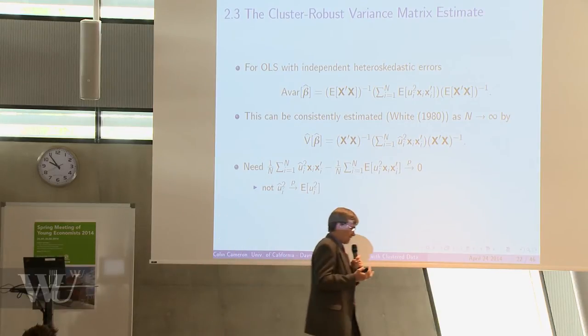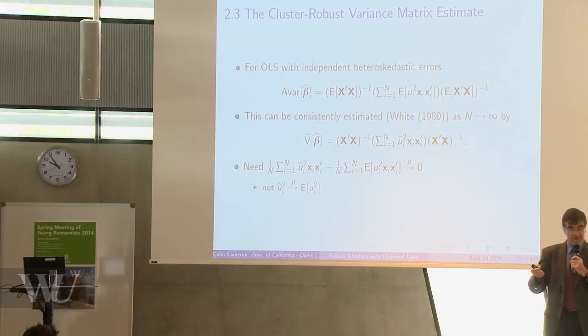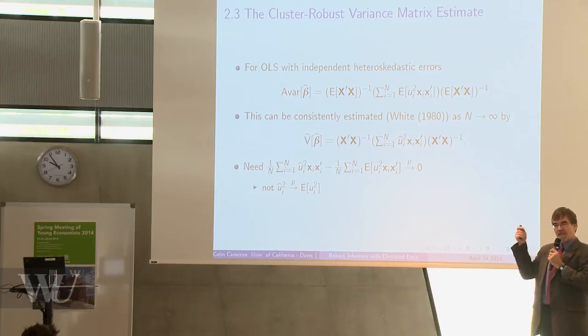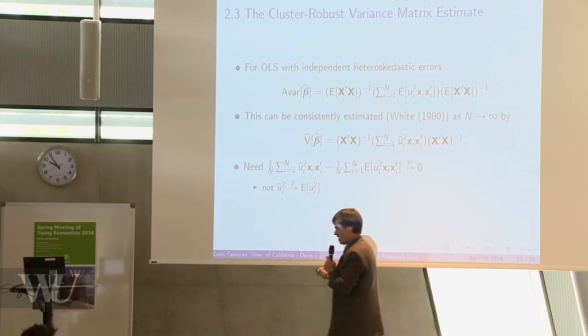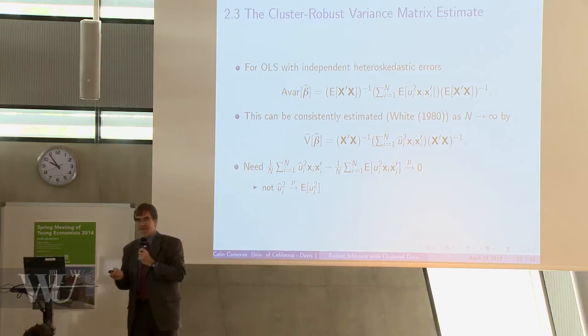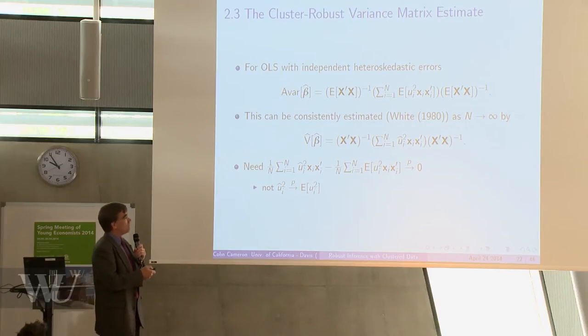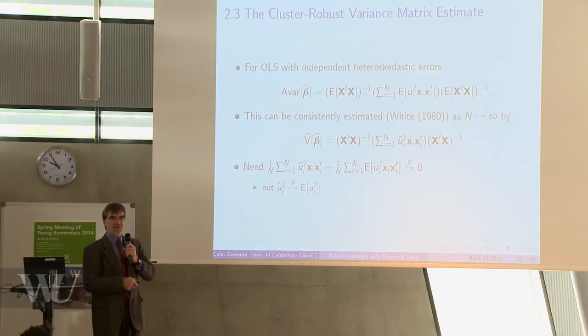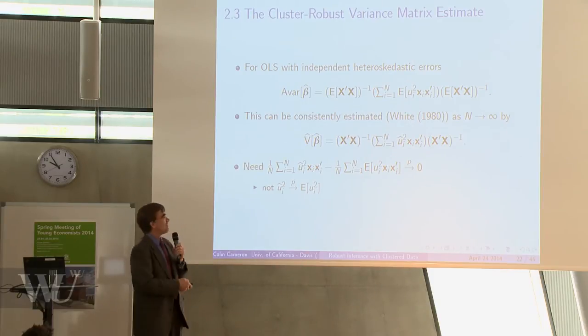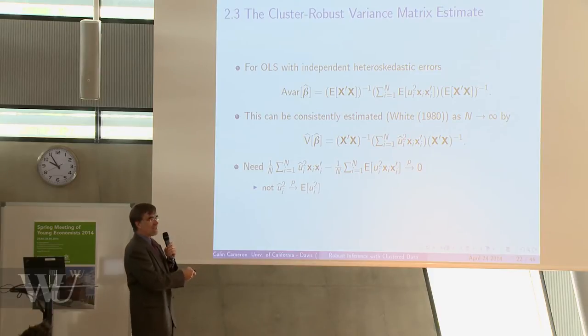So how do we estimate this middle piece, the variance of X transpose U? Hal White had a classic 1980 paper, which has something like 20,000 Google Scholar cites, and pointed out that we want to estimate this. We don't need a model for the expected value of u_i squared. Just put in the squared residual. And it's not that u_i hat squared is a good estimate of the expected value of u_i squared.